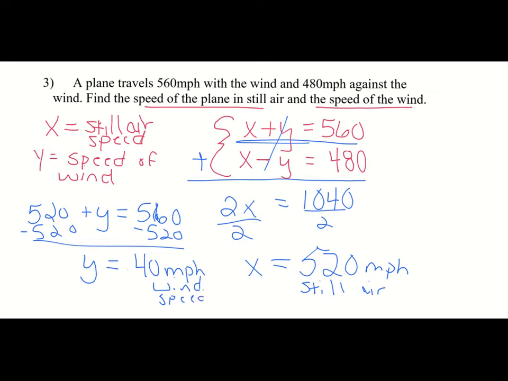And you do want to make sure you label your answers. We can still write it as an ordered pair, so 520 and then our 40. And that's it for that problem.